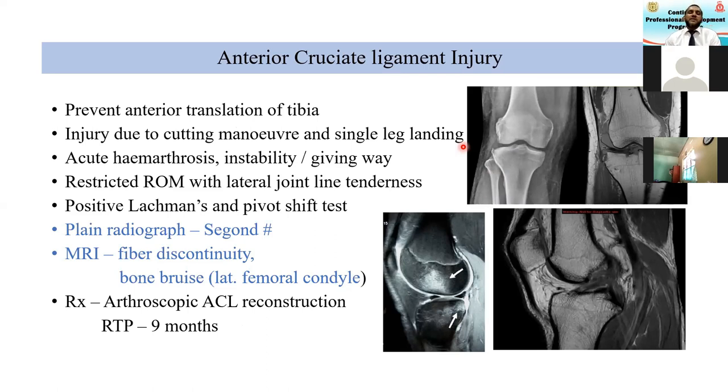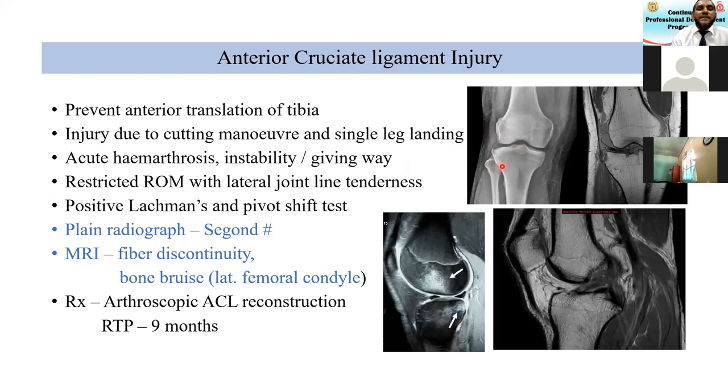With a positive Lachman test, there are special tests, the Lachman and pivot shift tests, to identify anterior cruciate ligament injury. In the diagnosis, Segond fractures are pathognomonic for ACL injuries in the acute setup. If you look at that, it's an anterolateral capsule avulsion of the tibial plateau. This is the Segond fracture. If you find this fracture, it's pathognomonic for ACL injury.